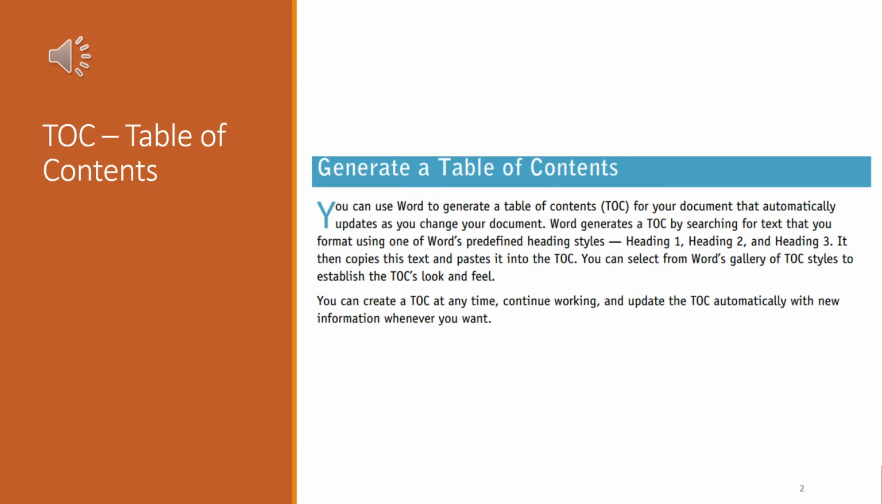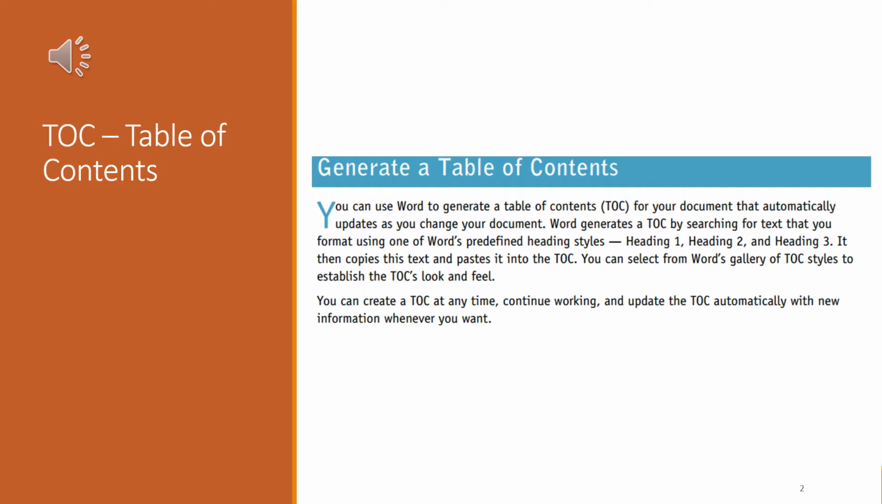As it says on the slide, you can use Word to generate a table of contents, TOC. This document is automatically updated as you change the document. Word generates a table of content by searching for text that you defined as headings using the styles heading 1, heading 2, and heading 3. It then takes the text from the headings, copies the text, and pastes it into the table of contents.